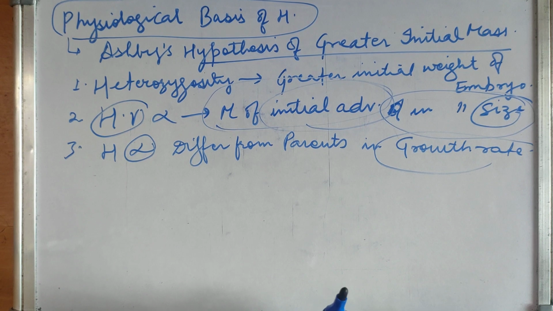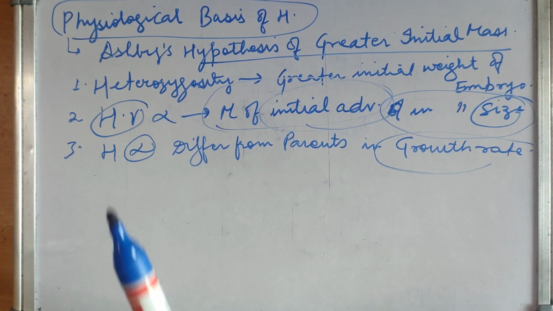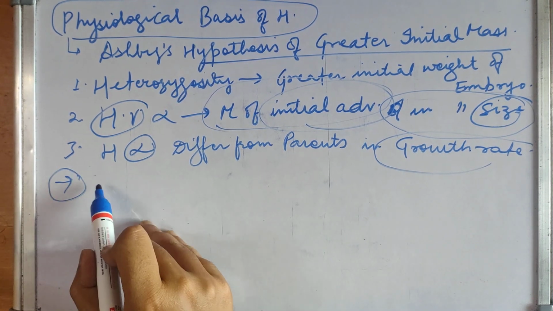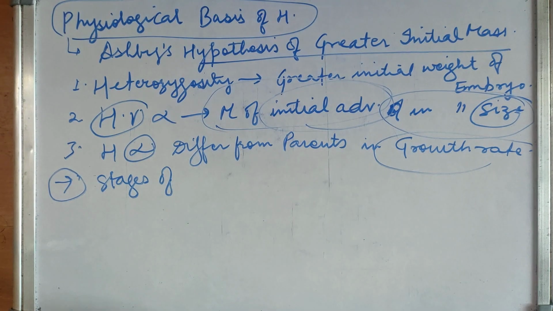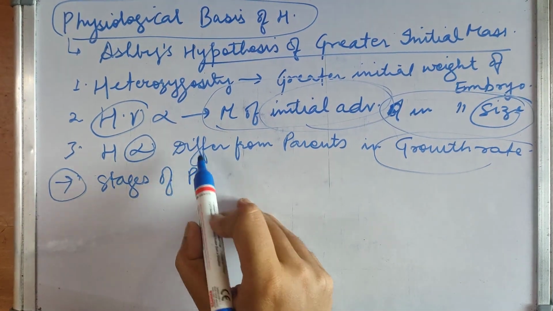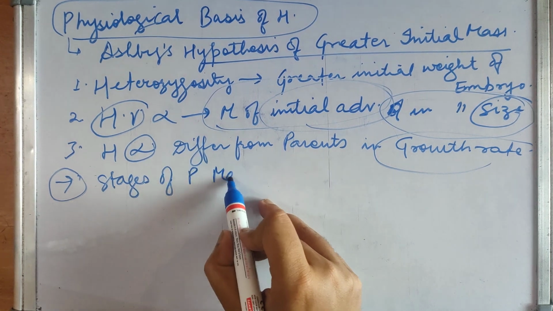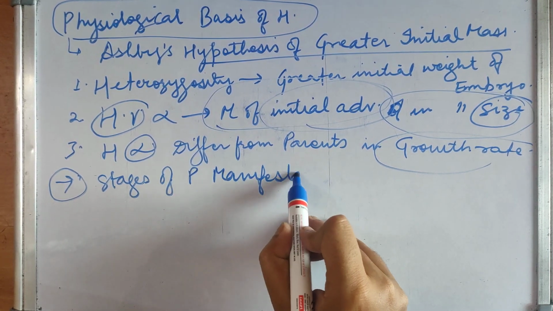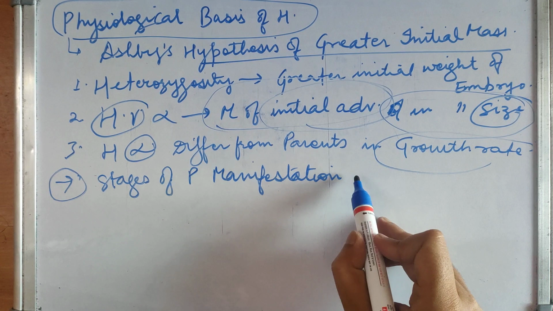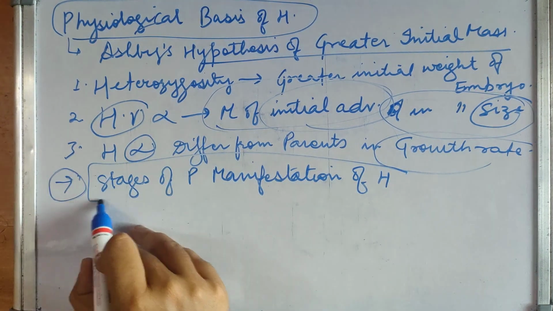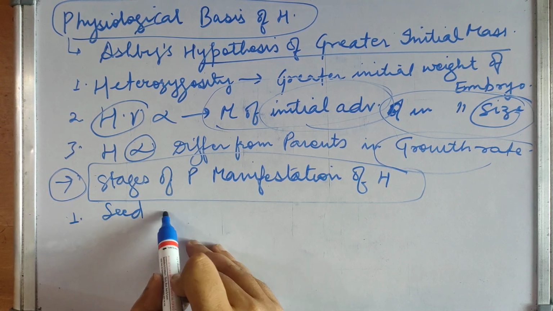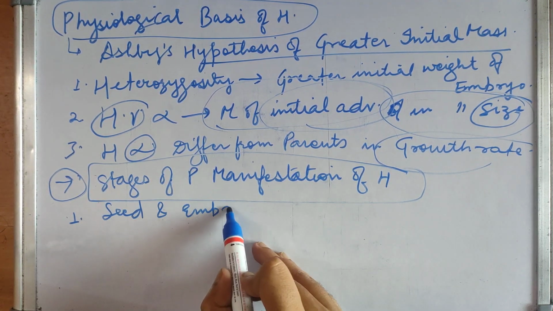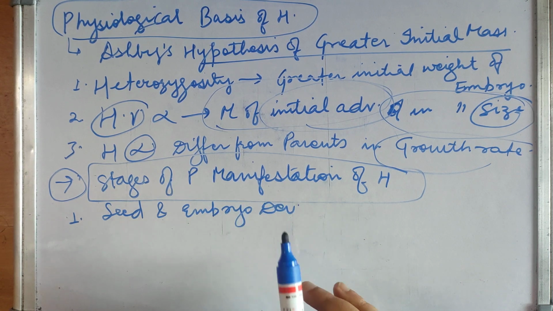Now I will discuss the stages of physiological manifestation of heterosis. At which stages can we manifest heterosis? The first one is at the stage of seed and embryo development.